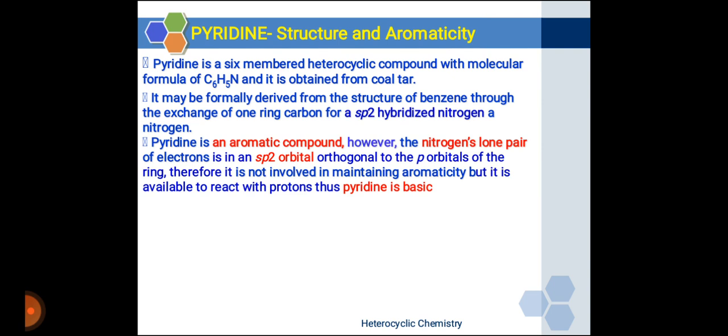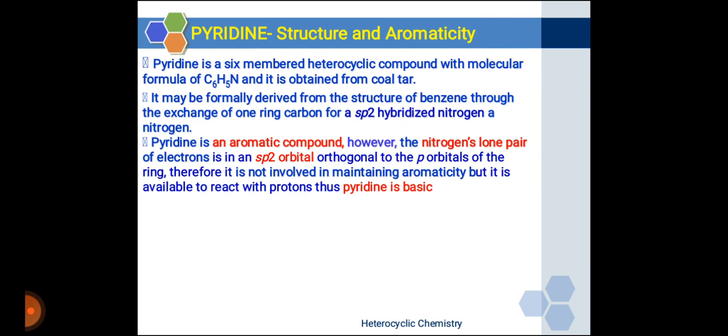sp2 means the s orbital is connected with two p orbitals to form the sp2 hybridization. sp2 hybridization means a pi bond is involved. So totally three types of bonds are there: the sigma bond, the pi bond, and the delta bond. Here the pi bond is involved between two atoms.